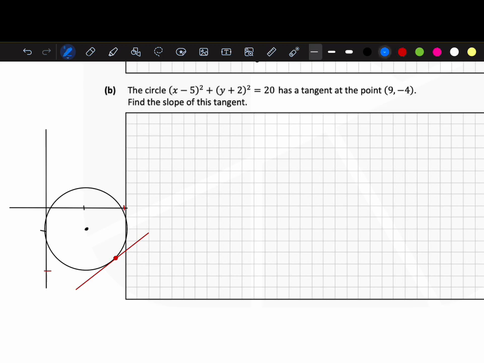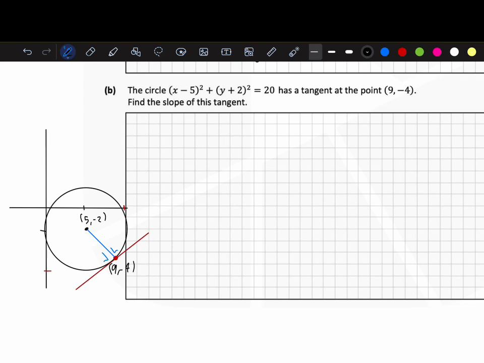Then we also need to look at, if I draw my radius from the center to here, this is 90 degrees, or it's perpendicular. So if I can find the slope of that blue line, I can just flip it and that'll be the slope of the red line. So how do I find the slope between that? Well, we know the center is going to be the point (5, -2), and we know that this point down here is (9, -4).